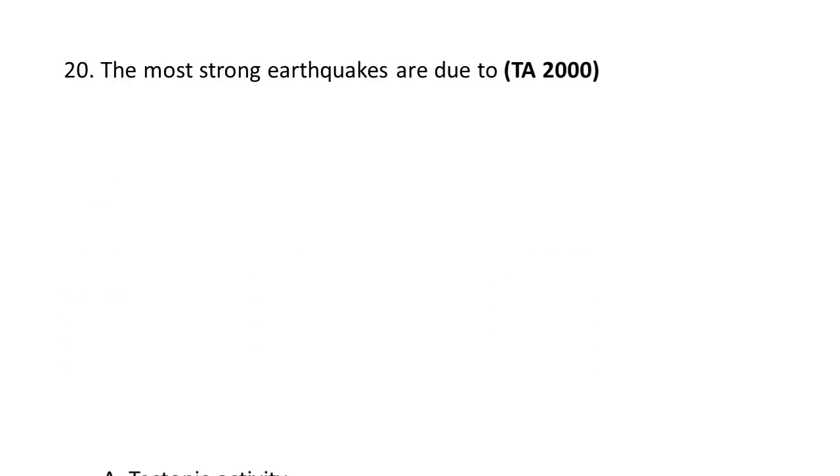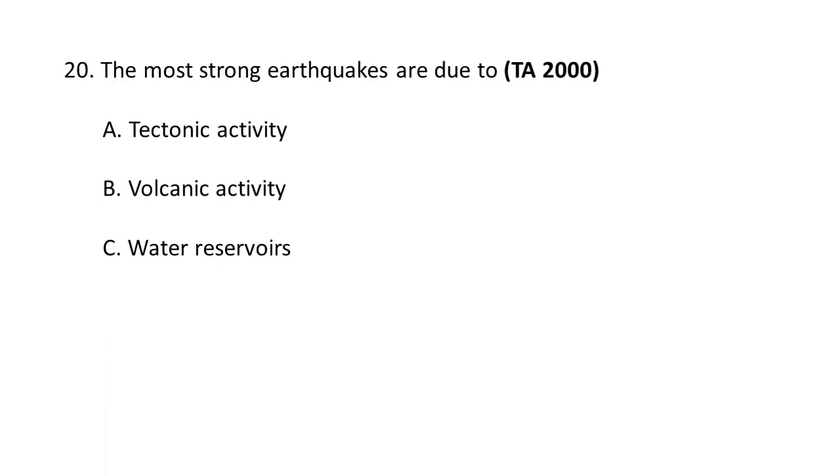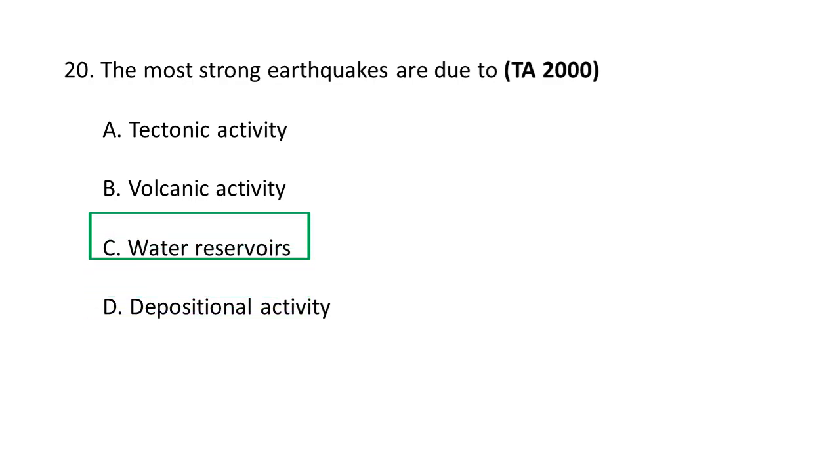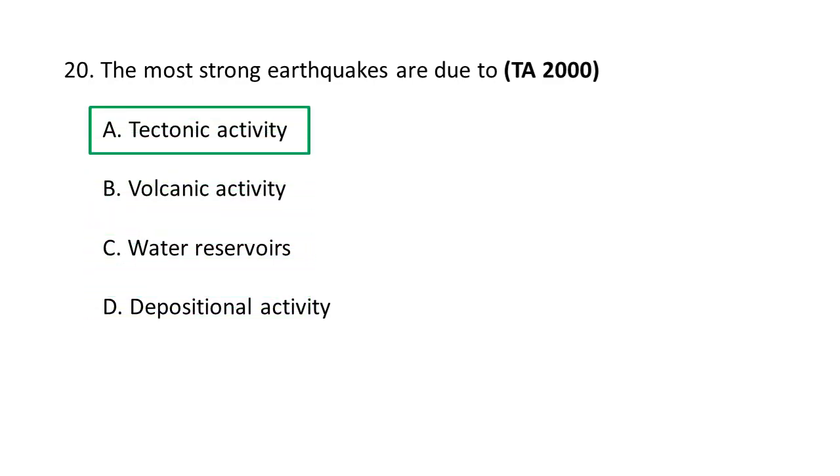Next question. The most strong earthquakes are due to A, tectonic activity, B, volcanic activity, C, water reservoirs, and D, depositional activity. The most strong earthquakes are due to tectonic activity. Tectonic activity is the cause of the strongest earthquakes on the earth. Megathrust earthquakes are the most powerful earthquakes that occur at convergent plate boundaries where one plate is forced beneath the other, and the thrust faults that form the contact between the plates are responsible for these earthquakes. And megathrust earthquakes can generate tsunamis that can be more destructive than the earthquakes. So A, tectonic activity is the correct option.